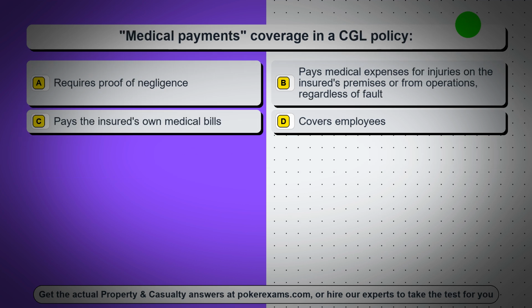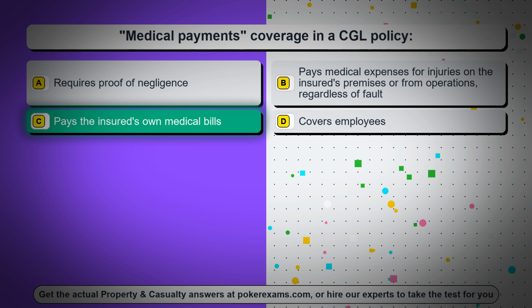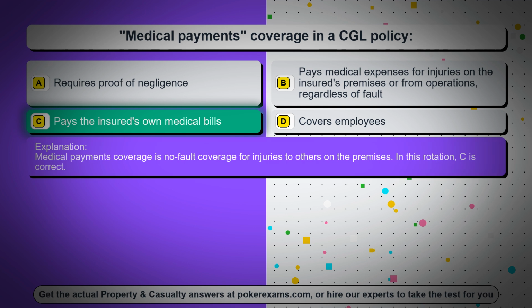Question 53. Medical payments coverage in a CGL policy. Option A, requires proof of negligence. Option B, pays medical expenses for injuries on the insured's premises or from operations, regardless of fault. Option C, pays the insured's own medical bills. Option D, covers employees. The correct answer is option C, pays the insured's own medical bills. Medical payments coverage is no-fault coverage for injuries to others on the premises. In this rotation, C is correct.